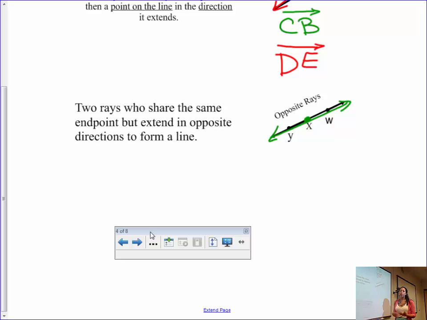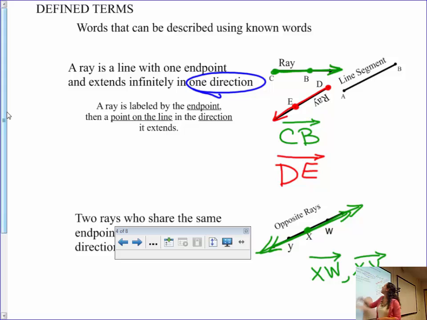So if I'm going to name the two opposite rays in this picture, we're going to say that x goes forever through point W, so that would be ray xW, and it goes forever through point Y, so that would be ray xY. So these two are the opposite rays in this picture. All right, let's go back up and we'll talk about what a line segment is.